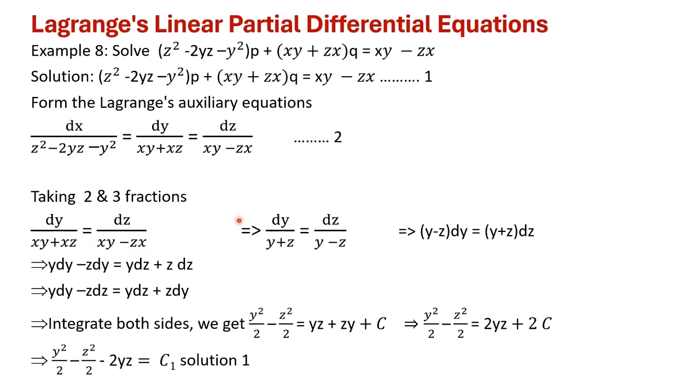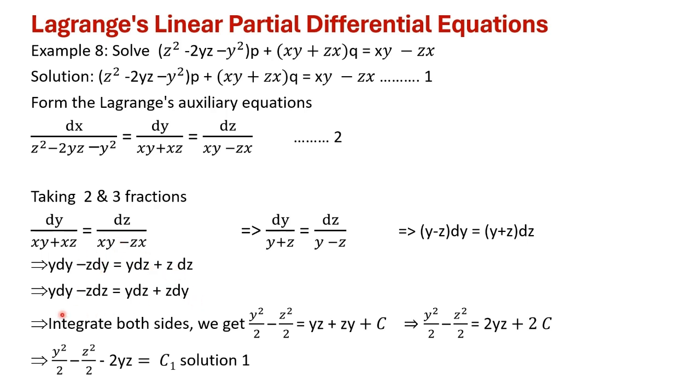So we'll be left with dy by (y plus z) is equal to dz by (y minus z). Bring this here, bring this here. So we get this. Multiply this by y and this. Multiplying, we get y dy minus z dy is equal to y dz plus z dz. Now bring this z dz here and bring this z dy here.